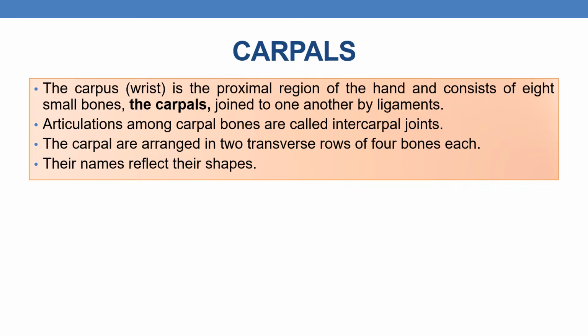Now coming to carpals. The carpus or wrist is the proximal region of the hand and it consists of 8 small bones, the carpals, joined to one another by ligaments. The articulations among the carpal bones are called intercarpal joints. And the carpals are arranged in 2 transverse rows of 4 bones each. This is an important point. And the names of the carpals reflect their shapes.